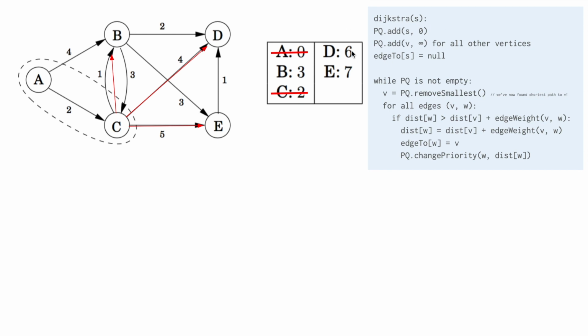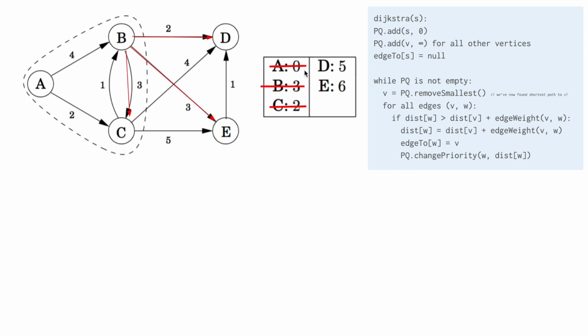Okay, so same logic with D and E. I've updated D's distance to 6 and E's to 7. Now the next iteration, I'm going to remove the next smallest from the priority queue, which is now B. And now I look at all of B's children. So that's D, E, and C. Note C, I technically look at C, but it's already been removed from the priority queue, so it would never get a smaller distance. So it's only really D and E that could potentially be updated.